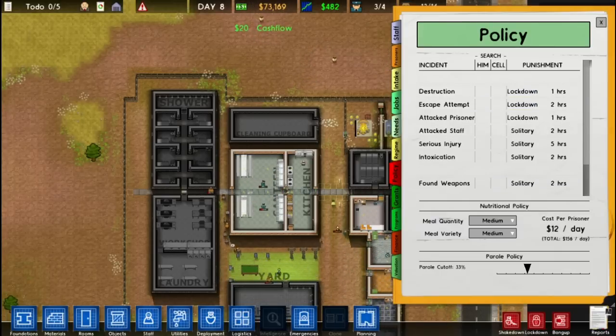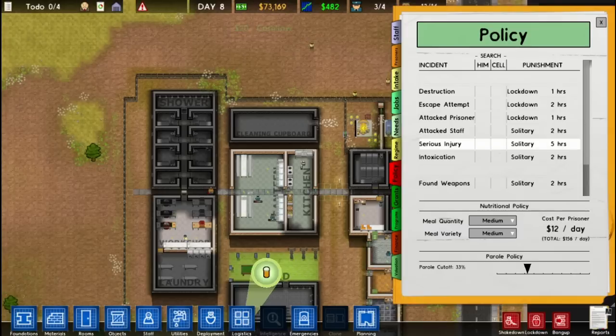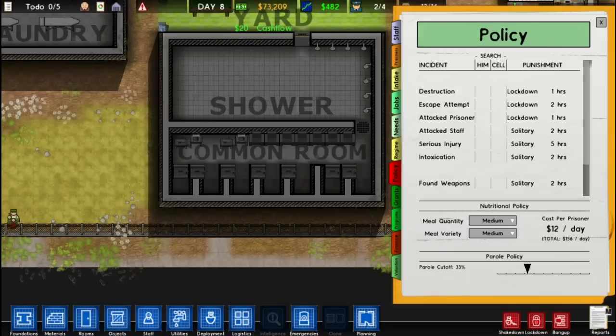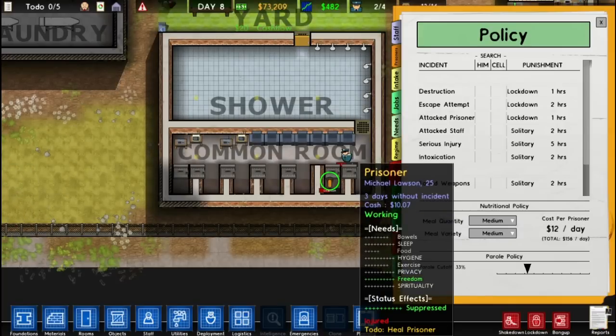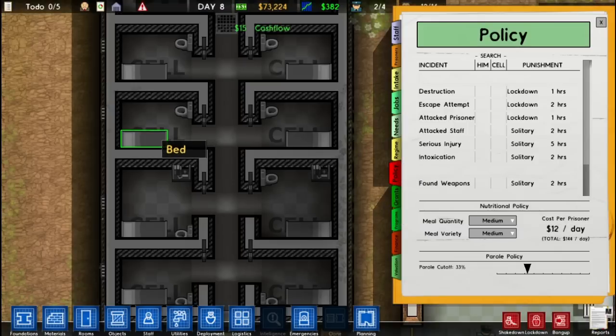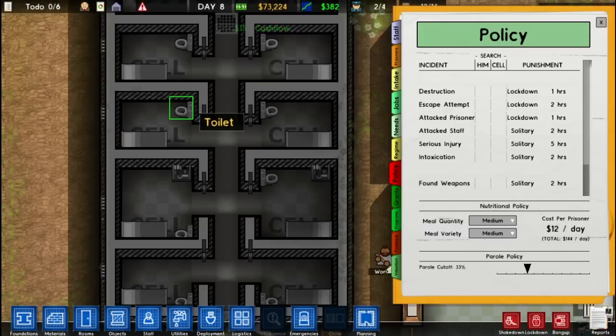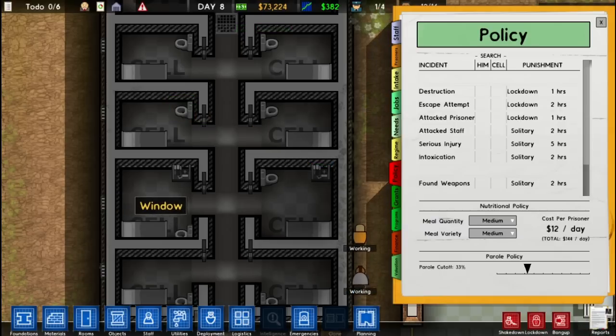So destruction right now by default is a lockdown. And a lockdown means they stay in their cell. Versus attacking a staff or causing serious injury to someone will result in solitary. Most prisons have their solitary cells really small and uncomfortable. This means solitary is worse than a lockdown. A cell has to have a bed and a toilet in it, which makes it by default better than most solitary cells. Many of my cells are also bigger and have windows on them.